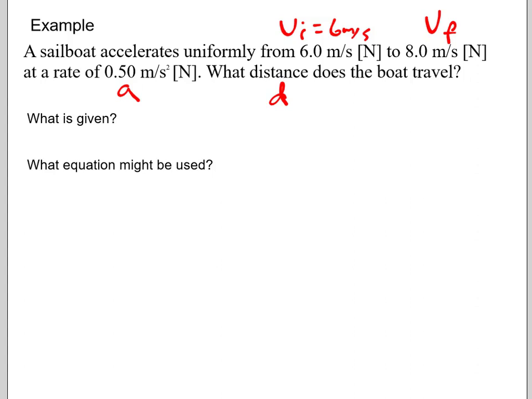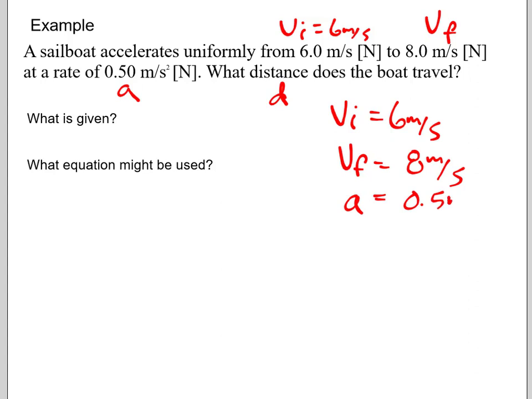So if I'm going to write all of this down, I've got VI is 6 meters per second. VF is 8 meters per second. Acceleration is 0.5 meters per second squared. So far everything is in meters and seconds. That's awesome. And we're trying to find a D. So there, I fulfilled obligation number 1.